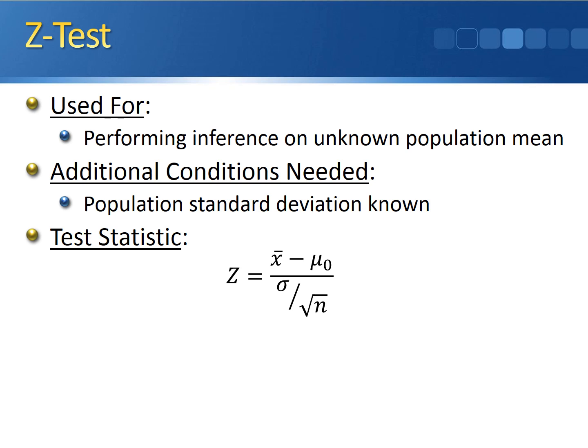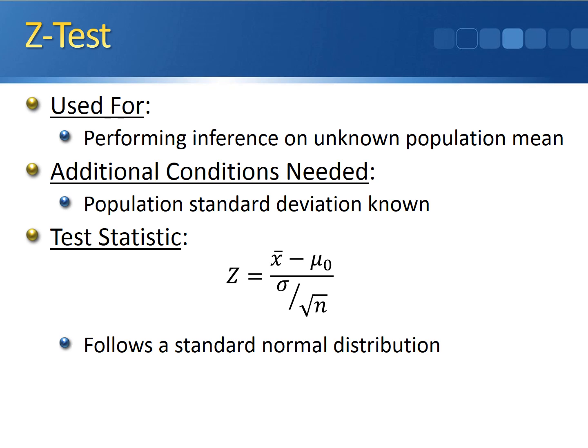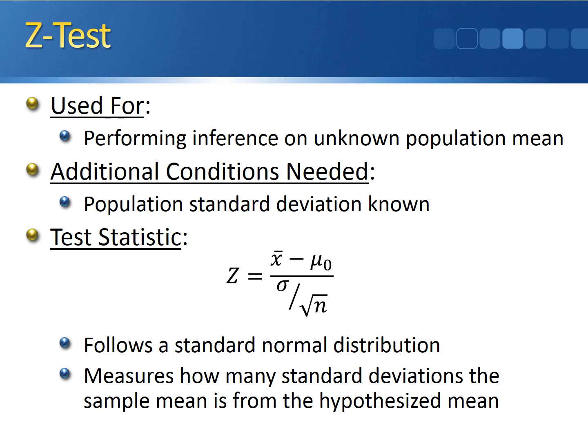In this case, our test statistic is going to be x bar, the sample mean, minus mu naught, the hypothesized mean, divided by sigma over the square root of n, the population standard deviation divided by the square root of the sample size. This test statistic follows a standard normal distribution, and it's literally a measure of how many standard deviations the sample mean is from the hypothesized mean.